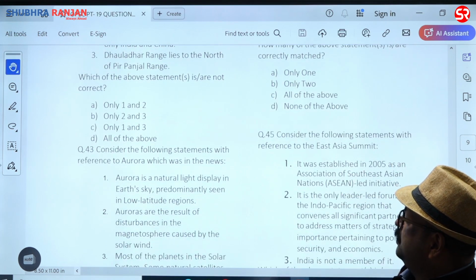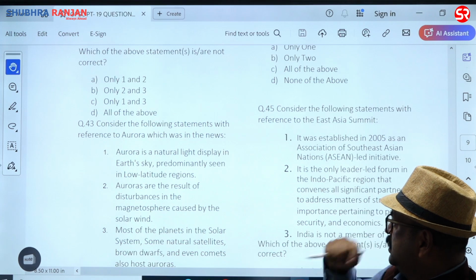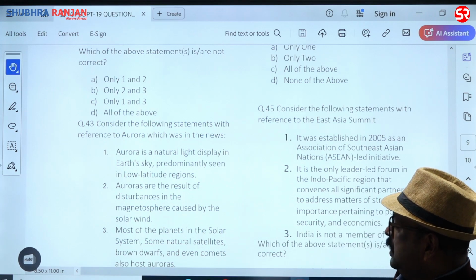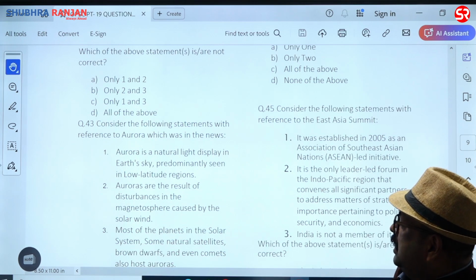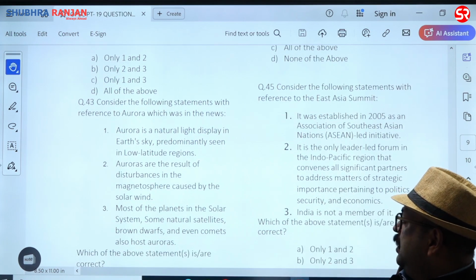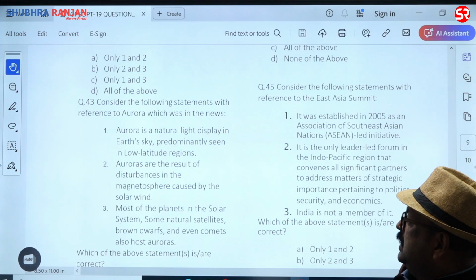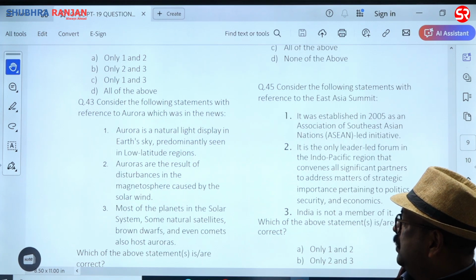Consider the following statement with reference to aurora, which was in the news. Aurora is a natural light display in Earth's sky predominantly seen in low latitude region. गलत बात. हाई लैटिट्यूड रीजन में दिखते हैं बच्चे. Auroras are the result of disturbance in the magnetosphere caused by the solar wind. Well, it is not the magnetosphere, it is the interaction of charge, and that too in ionosphere. Most of the planets in solar system, some natural satellites, brown dwarfs, and even comets also host aurora.